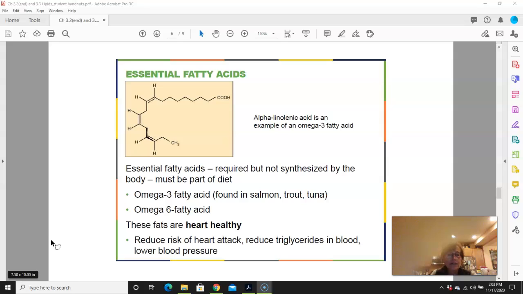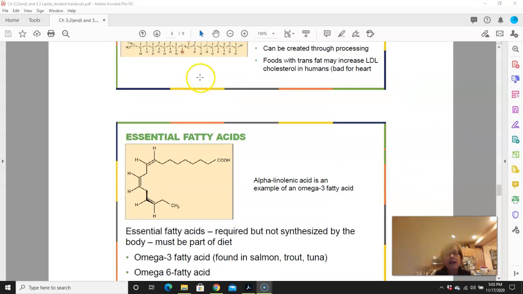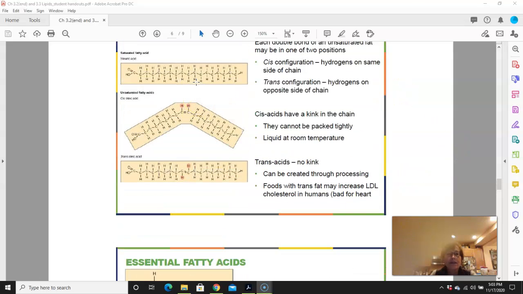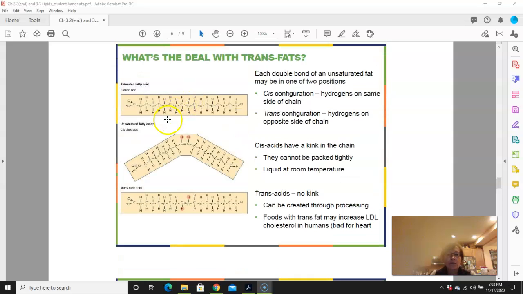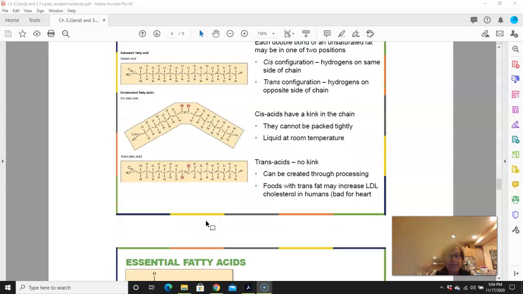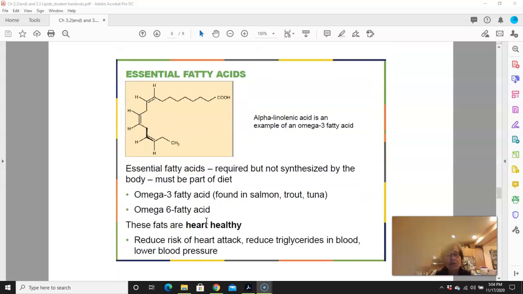So here we can see, well, actually let me back up for a second so you can see where we left off. Here we talked a little bit about trans fats and why they aren't good, and the fact that they can be man-made. So that's kind of where we left it. But now we want to talk about some good fats.